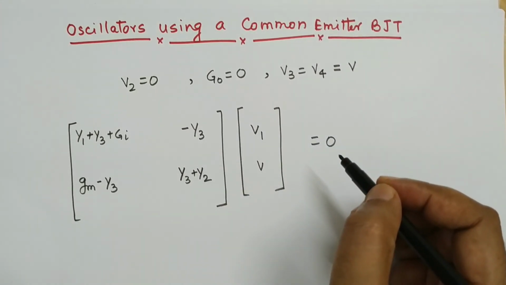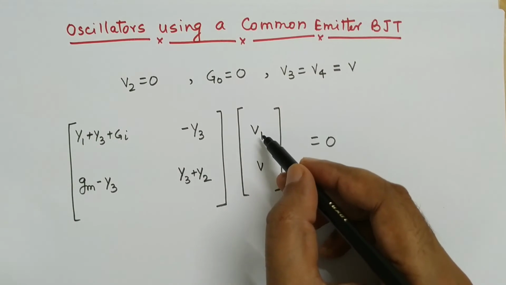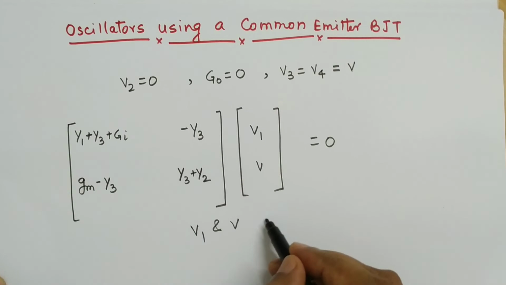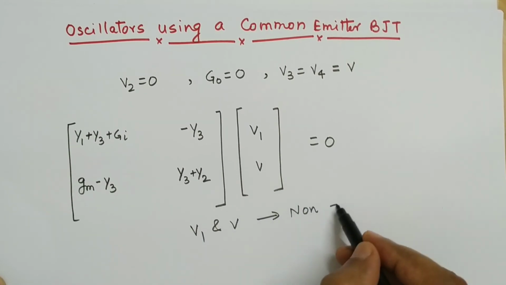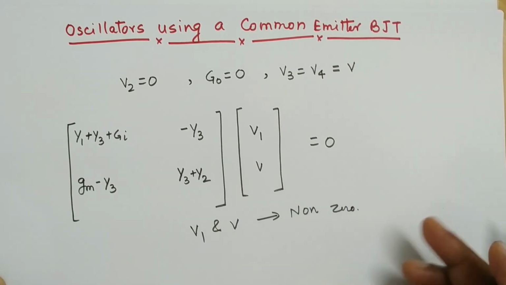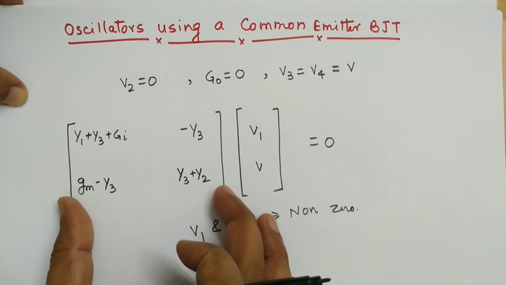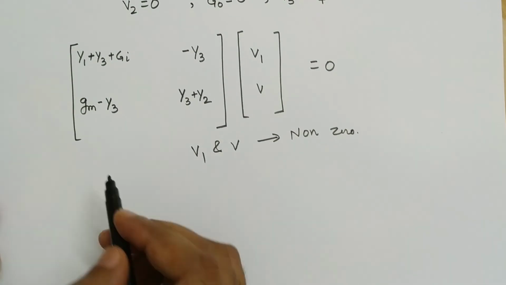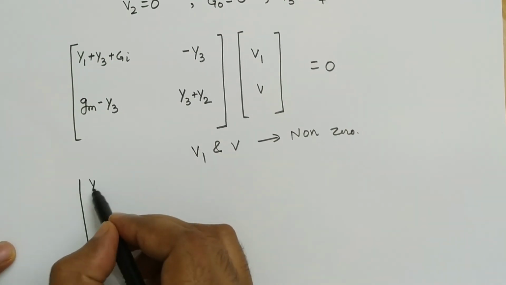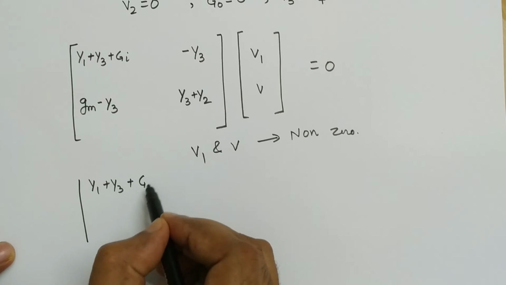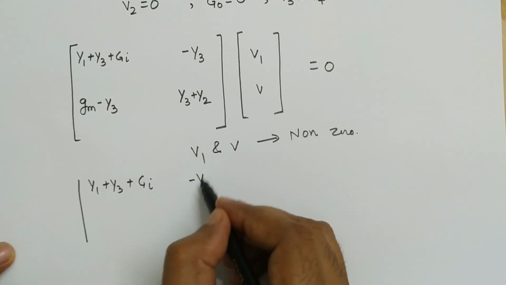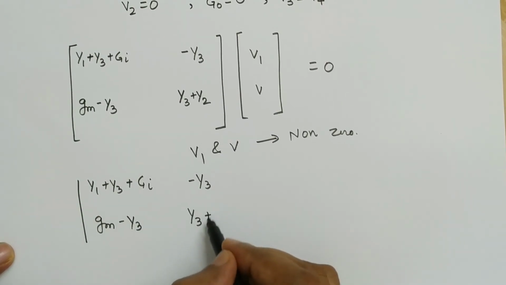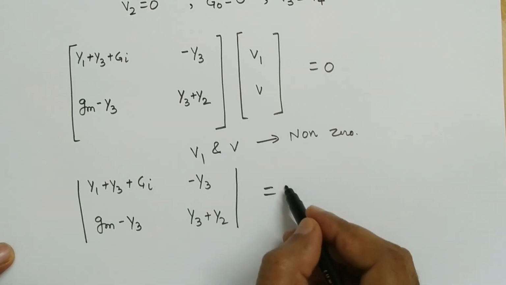As we know, for the oscillation condition, this V1 and V both should be non-zero. And to have this non-zero value, the determinant of this matrix must be equal to 0. So let us write the determinant of this matrix. That means Y1 plus Y3 plus Gi, minus Y3, Gm minus Y3, Y3 plus Y2 should be equal to 0.